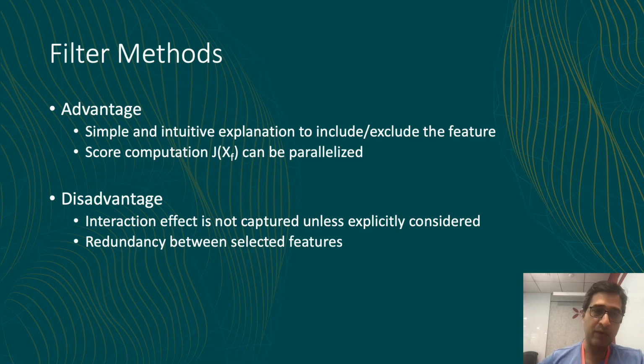So on one hand, you can parallelize the computation of the goodness function or the goodness score, but at the same time the interactions are not captured, and then you would land up with a suboptimal model selection process.